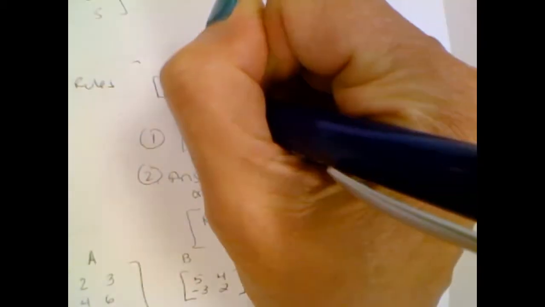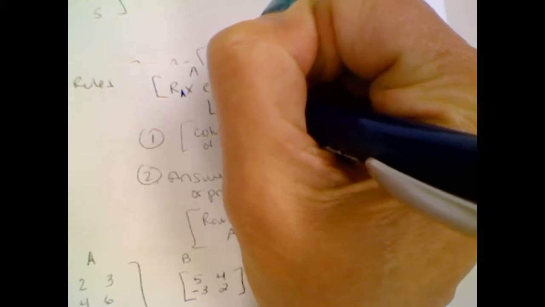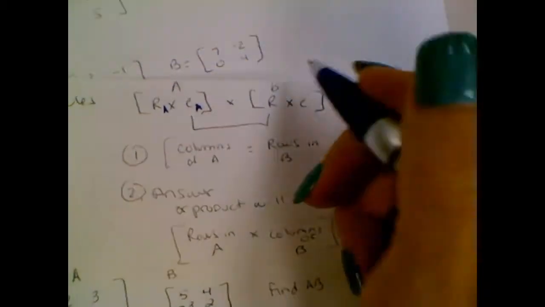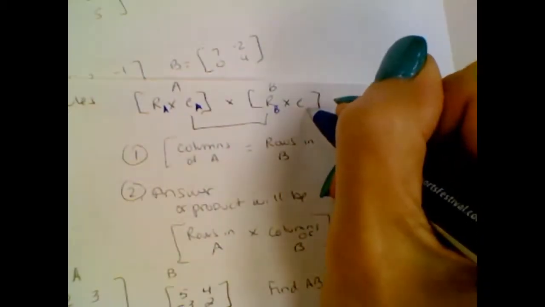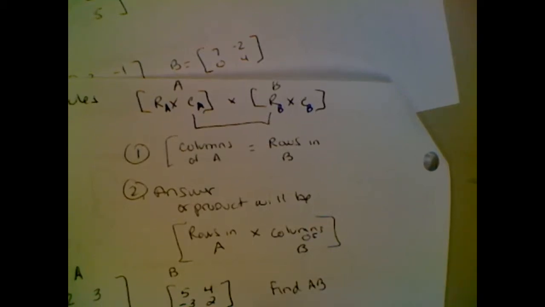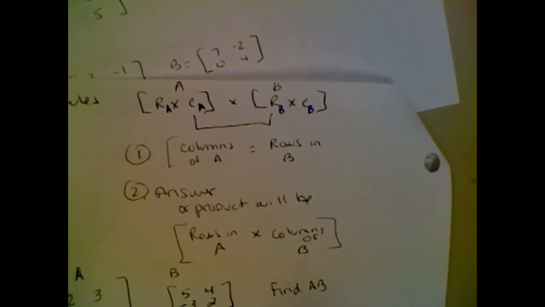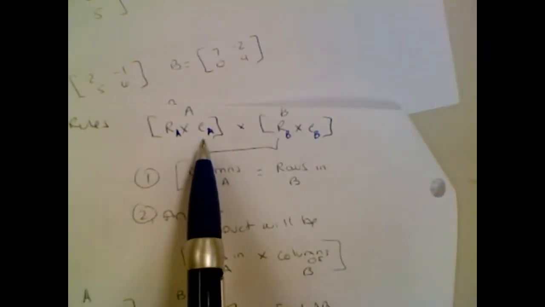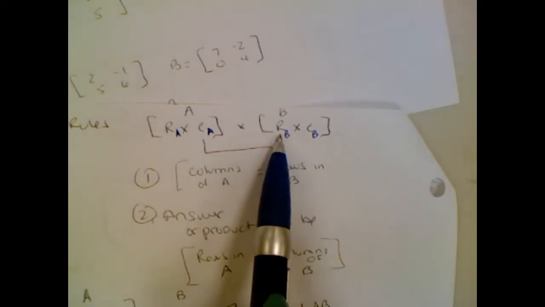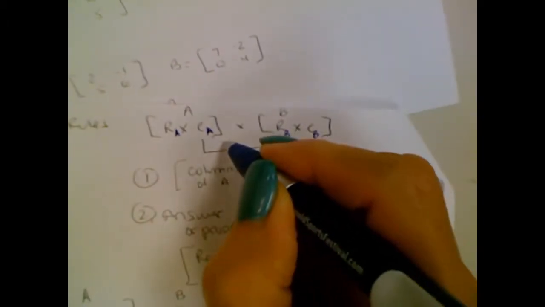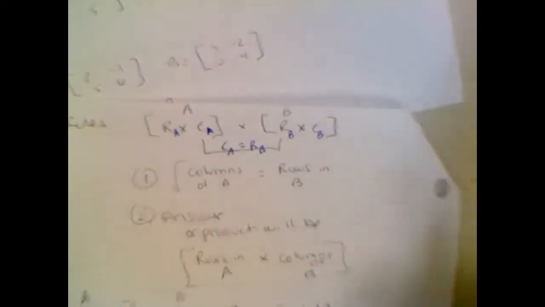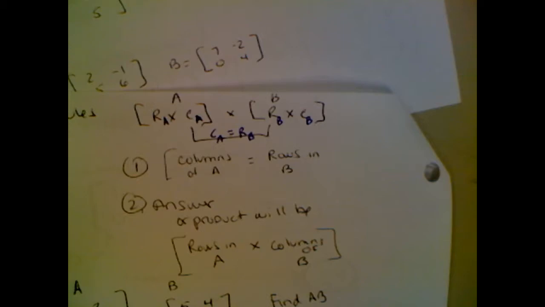Let's call it matrix A, RA, and CA. That would be rows of matrix A and columns of matrix A. And then in matrix B, we'll call it RB and CB. Rows in matrix B, columns in matrix B. In order to see if you're allowed to multiply, the columns in the first one must be the same as the rows in the second one. So in other words, CA must be equal to RB. If they are equal, then you're allowed to do it. If these are not the same number, you cannot multiply.